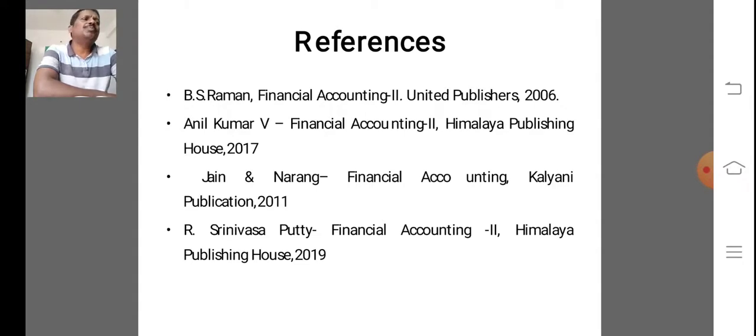First total the credit side and the debit side, whichever is high. If the credit side is high, the debit side is the profit. If the debit side is high, the credit side is the loss. That loss or profit is handed over to the profit and loss account. So keep that information in mind.